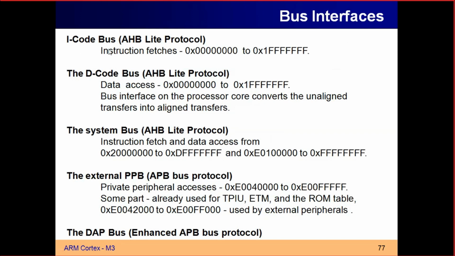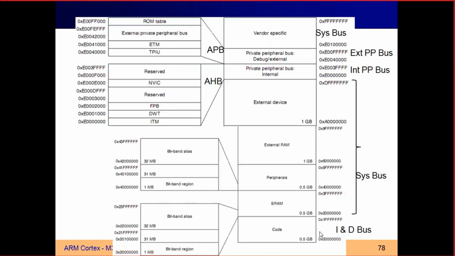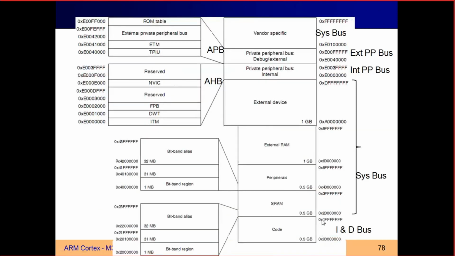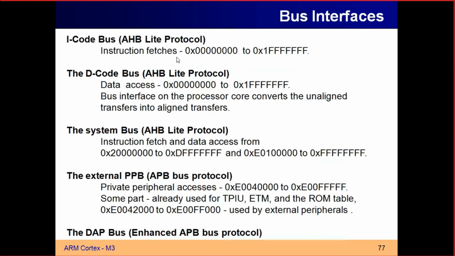Right. So what is the use of the I-Code bus? It is used for instruction fetch, from this location to this location. What is this location known as? Code memory. So I-Code is used for fetching instructions from code memory. Then what is the use of D-Code? It is used for accessing data from the same location, code memory. Right. So the instructions and data stored in code memory can be accessed by these two buses.